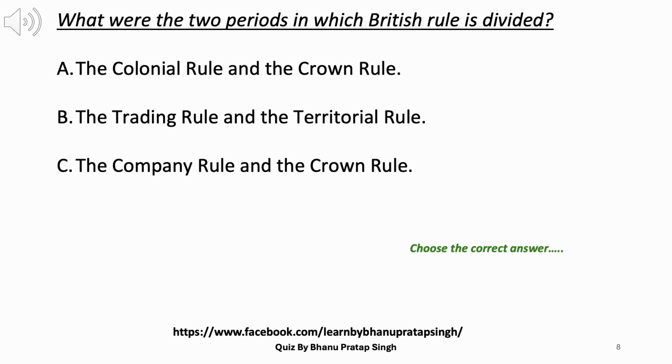8. What were the two periods in which British rule is divided? A. The colonial rule and the crown rule. B. The trading rule and the territorial rule. C. The company rule and the crown rule. Answer: C. The company rule and the crown rule.